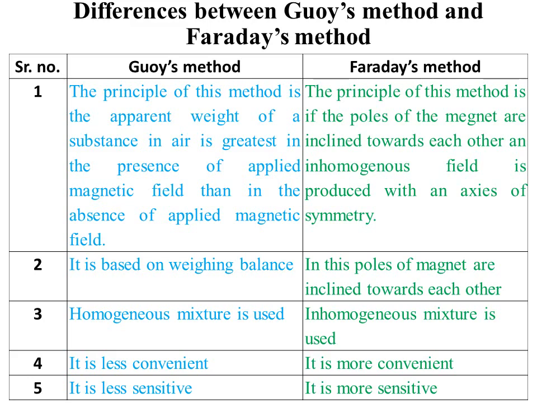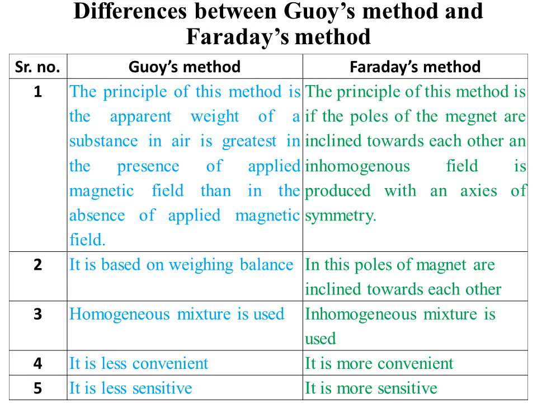Number 2, Gauss method is based on weight balance, and Faraday's method, poles of magnet are inclined towards each other. Number 3, homogeneous mixture is used because in Gauss method we record volume susceptibility, but in case of Faraday's method no need for homogeneous packing. An inhomogeneous mixture can also be used.